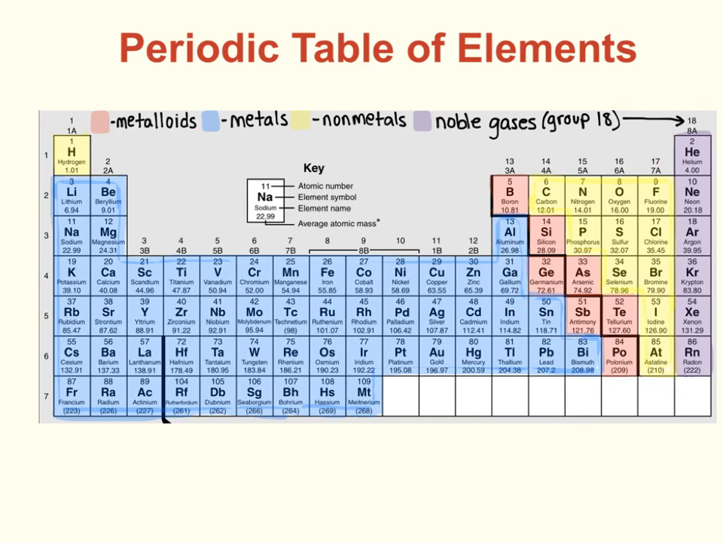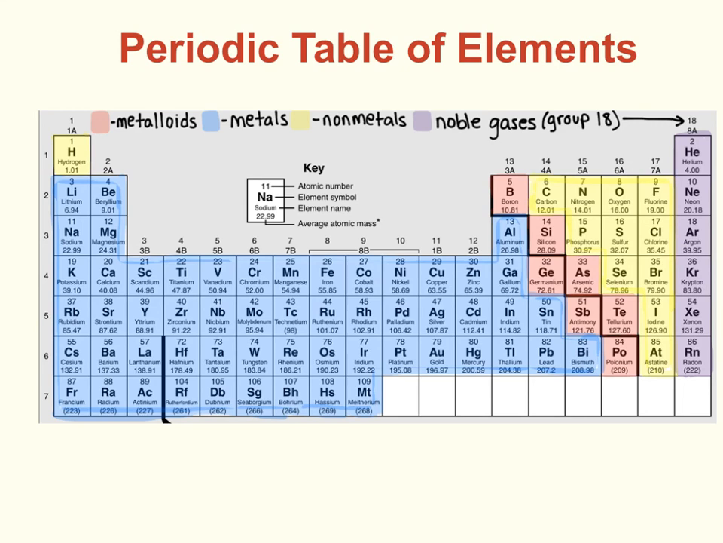Another group that we found important is this last group to the right. We call it group 18, which are known as the noble gases. And remember, the noble gases are a special group of elements because they do not bond with any other atoms because they all have complete valence shells, which means their outermost electron shell is completely filled.